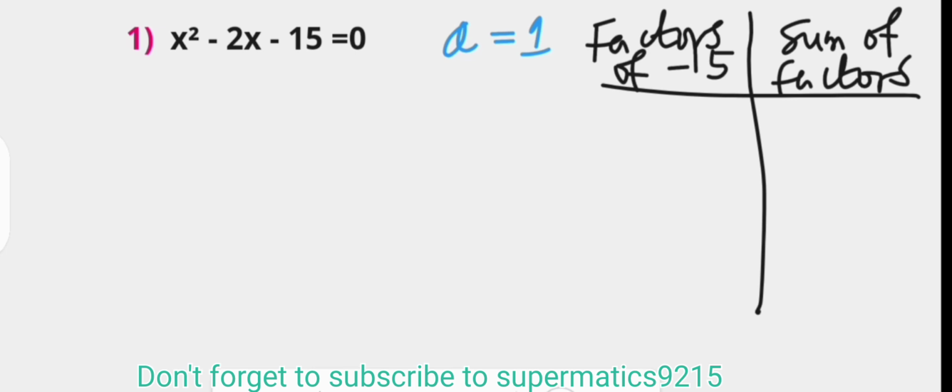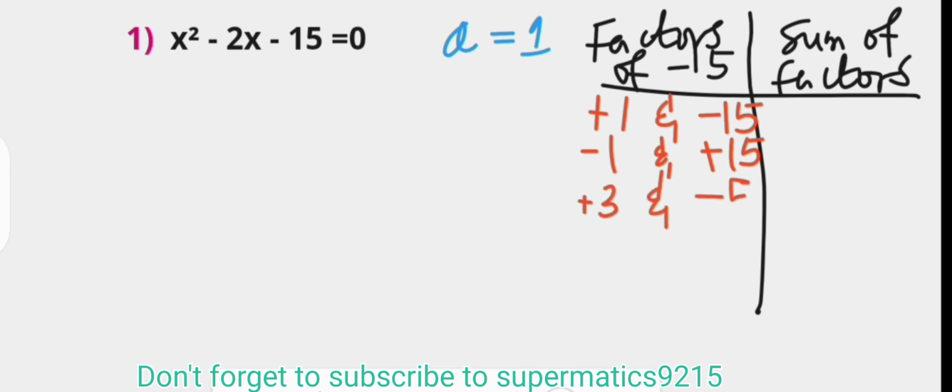Now, if this product must give negative 15, then it is obvious that one of them has to be negative. Let's list out the factors that we can make use of whose product will give negative 15. That can be positive 1 and negative 15. The product of that is negative 15. Then we can try the reverse, which is negative 1 and positive 15. There are two more. We have positive 3 multiplying negative 5 and negative 3 multiplying positive 5.